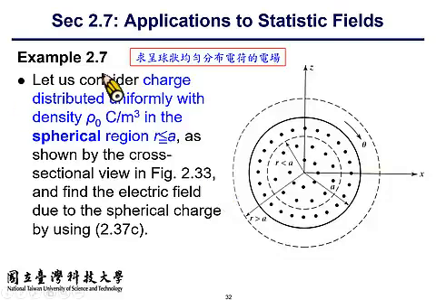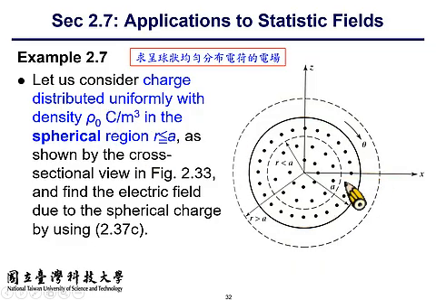Let's continue for example 2.7. In this case, we consider a charge distribution, a spherical charge distribution. It's uniformly distributed in this spherical region, and the charge density is rho sub-zero, which is a volume charge density. As you can see, the units are coulomb per meter cubed.